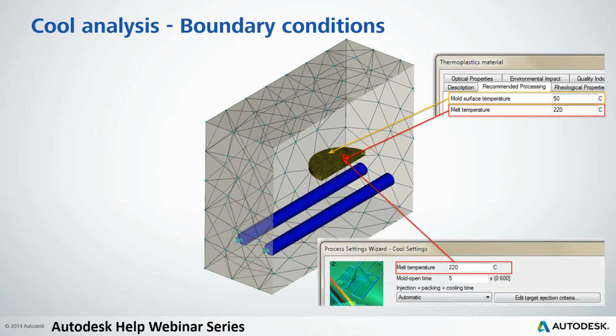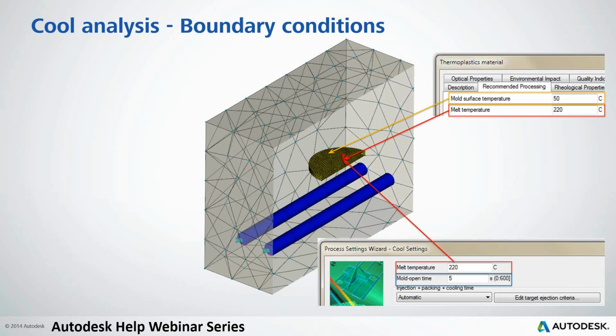If we want to change that, we need to go to the process settings, and for the cooling analysis we have right at the top the melt temperature, and we could increase or decrease. Then we have the mold open time. As I say, this is just information for calculating somehow the energy that is lost during the opening and closing time. It has no other influence on our simulation.